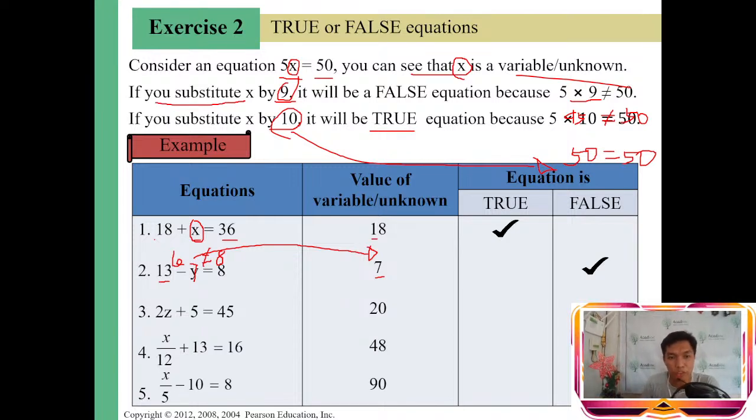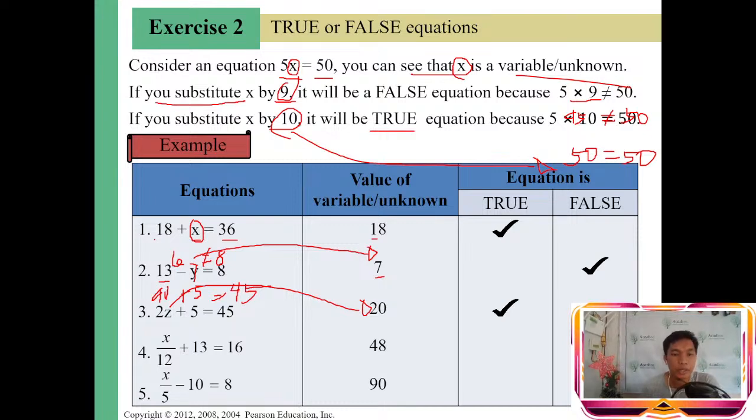2z plus 5 equals 45. Z is 20. 2 times 20, so we have 40. 40 plus 5 equals 45. Is it true? Yes. So they are equal.